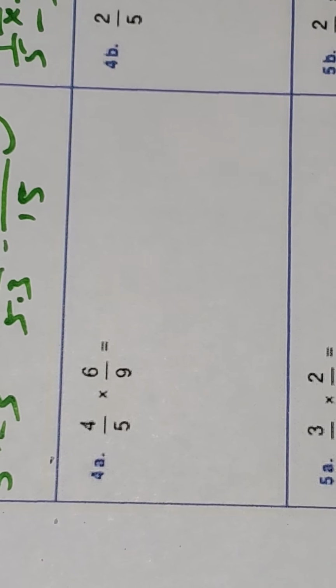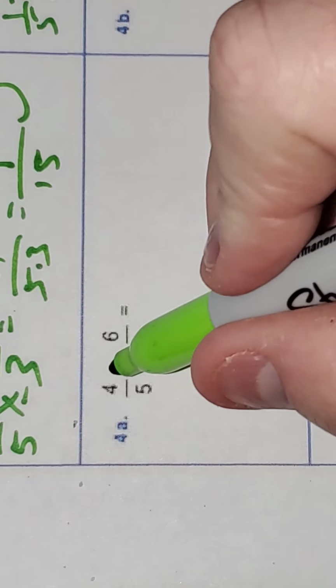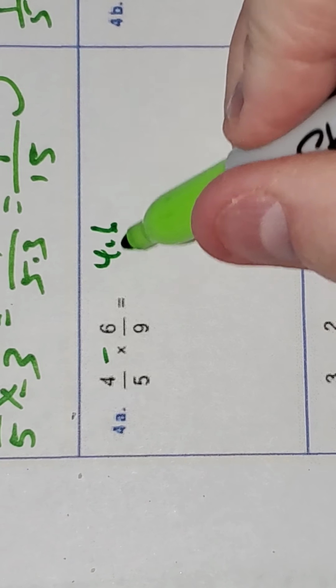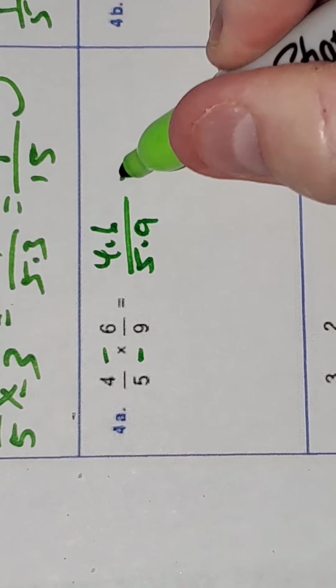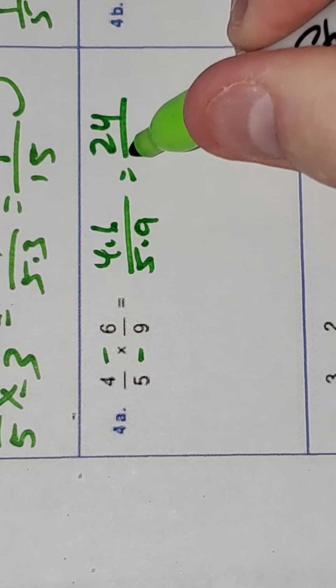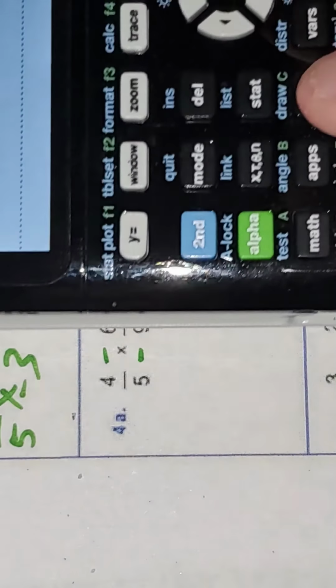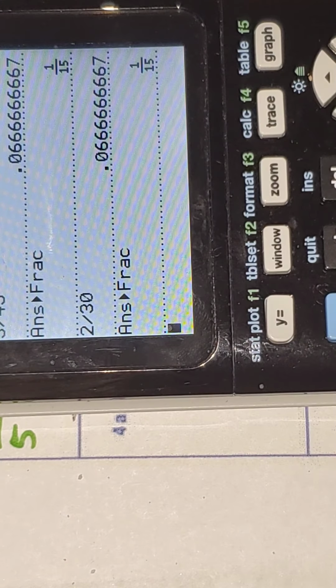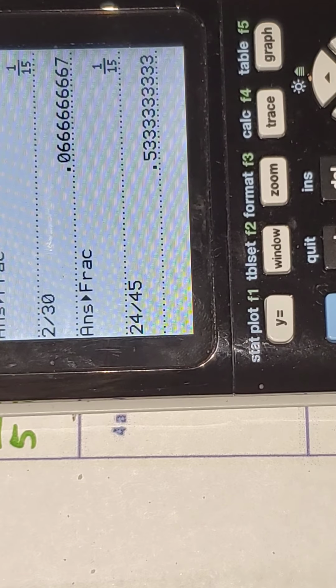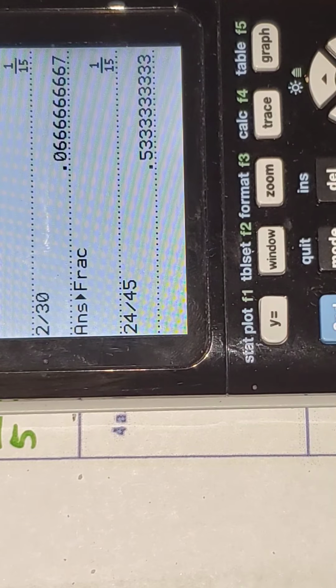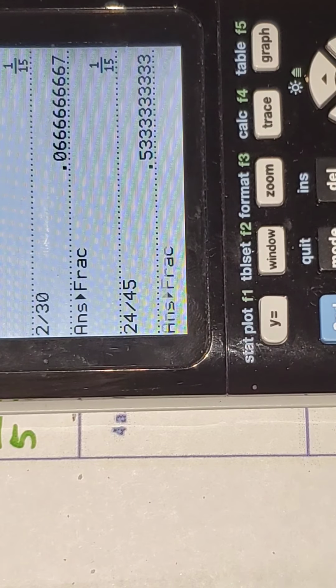Let's see. We've got this problem here. Again, 4 times 6 and 5 times 9. 4 times 6 is 24. 5 times 9 is 45. I can tell you this reduces. We get 24 divided by 45. So crazy decimal again. But if we go to math and fractions, we see it reduces to 8 over 15.